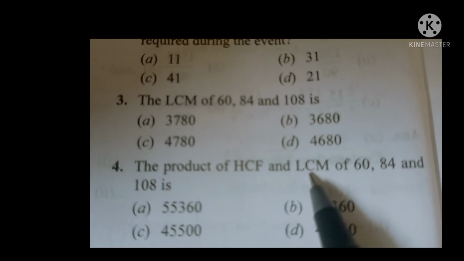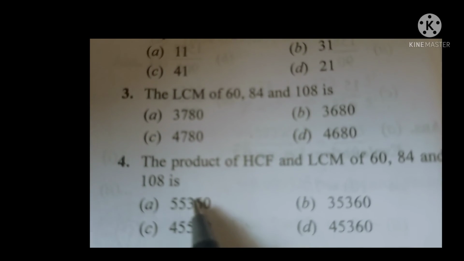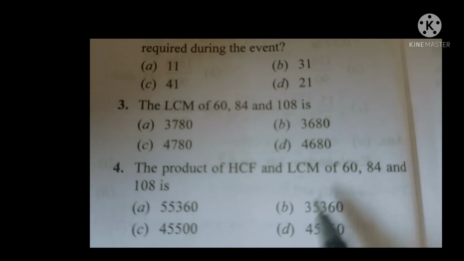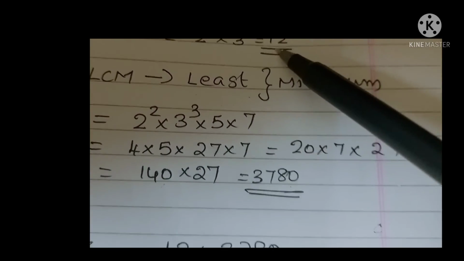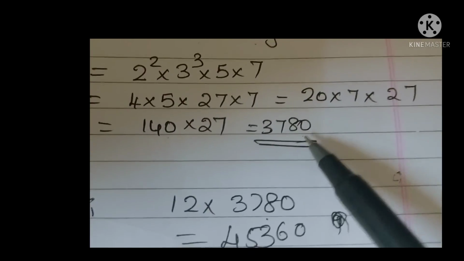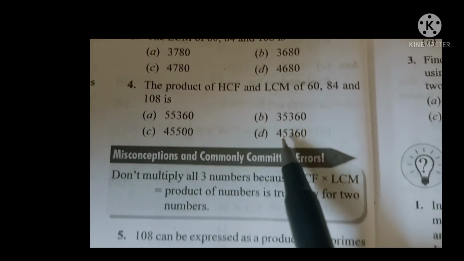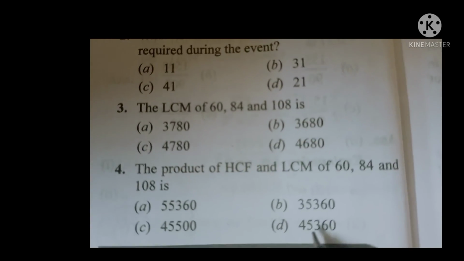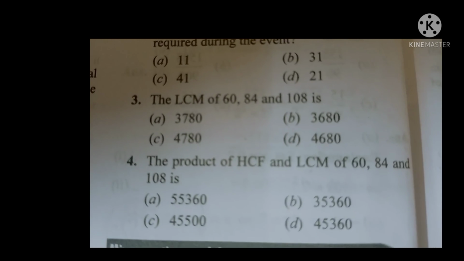Here it is the product of HCF and LCM. So it is not equal to the product of 60, 84 and 108. So separately we want to find the HCF and separately we want to find the LCM. We already found the HCF and LCM, so then we can multiply. That is, HCF is 12 and LCM is 3780. So their product is 45,360. So 45,360 is the correct answer. I think these two case study questions are clear for you.